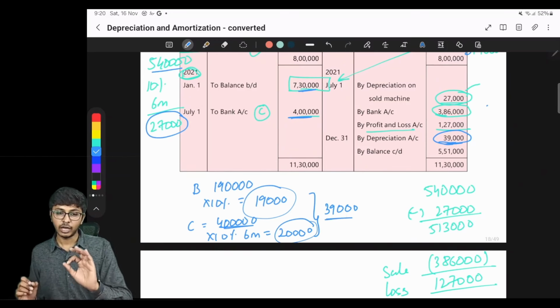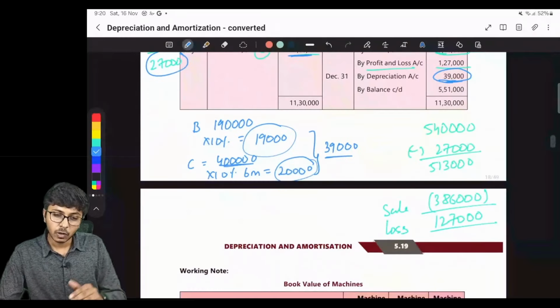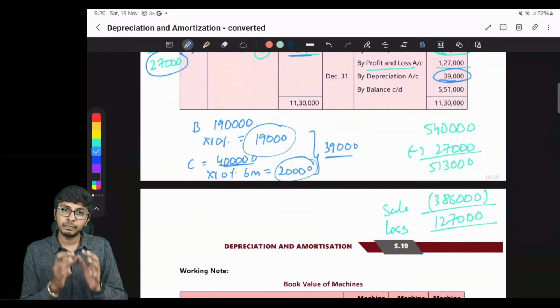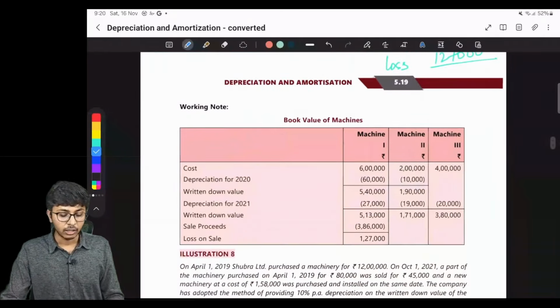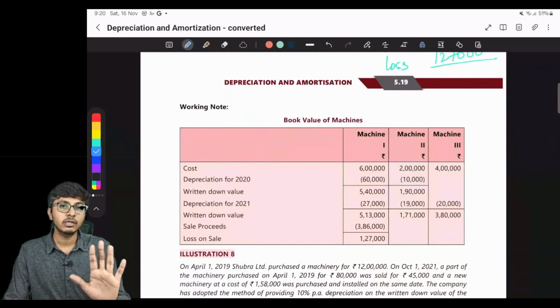So I've discussed one problem with you. Other problems you solve this way: just put a timeline and calculate depreciation separately for each asset, and you'll get the answer. Also note, if you have any difficulty with any exam question, just put it in the comment section. I will solve it for you and clear your doubts.